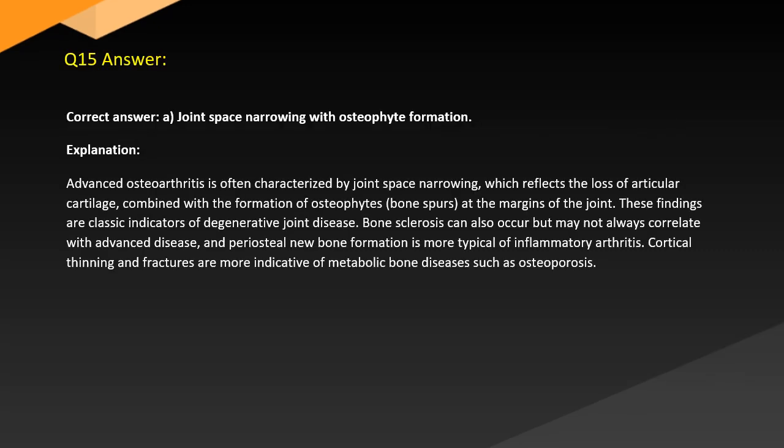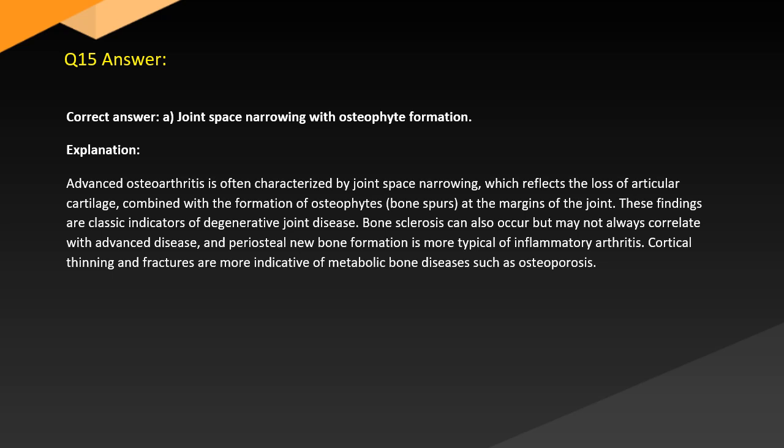Answer. Correct answer. A. Joint space narrowing with osteophyte formation. Explanation. Advanced osteoarthritis is often characterized by joint space narrowing, which reflects the loss of articular cartilage combined with the formation of osteophytes, bone spurs at the margins of the joint. These findings are classic indicators of degenerative joint disease.